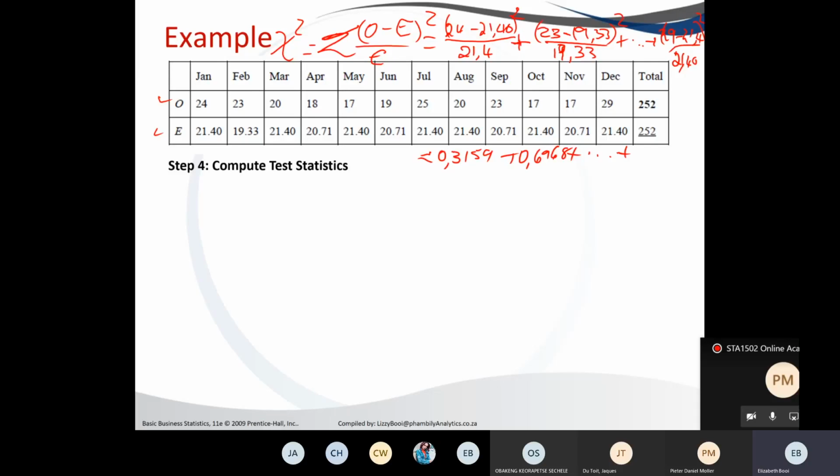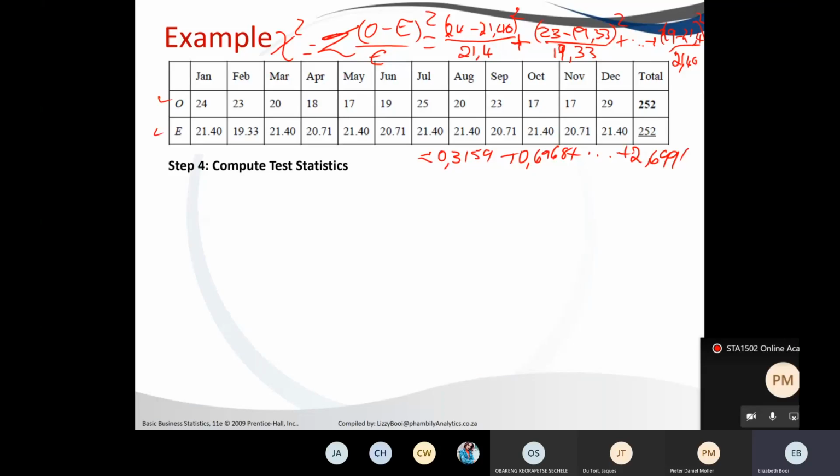You do all of the values. April, you do that. May, June, July, August, September, October, November, until you get to the December one, where it is 29 minus 21.40 equals, square the answer, get 57.76, divide that by 21.40, and the answer you get is 2.6991.